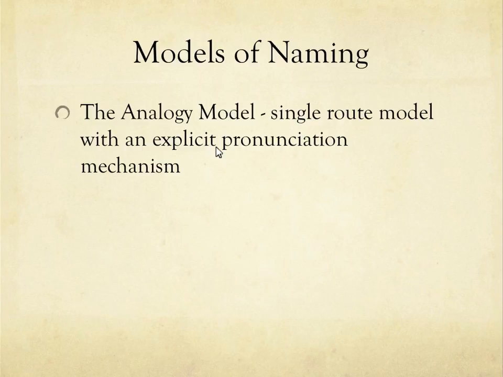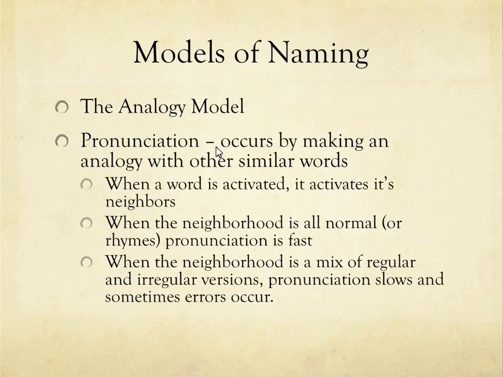There's just a single route. It's all about pronunciation, and it's all by analogy. Okay. So pronunciation really occurs by making analogies to similar words. This is kind of a neighborhood effect. So when we get one word that's activated, it activates its neighbors. When the neighbors are all normal, this is sort of the gang hero thing from a couple slides ago, or the neighbors are all rhymes, pronunciation is fast. When a neighborhood is sort of a mix of different things, not cohesive, you slow down pronunciation and sometimes errors occur.